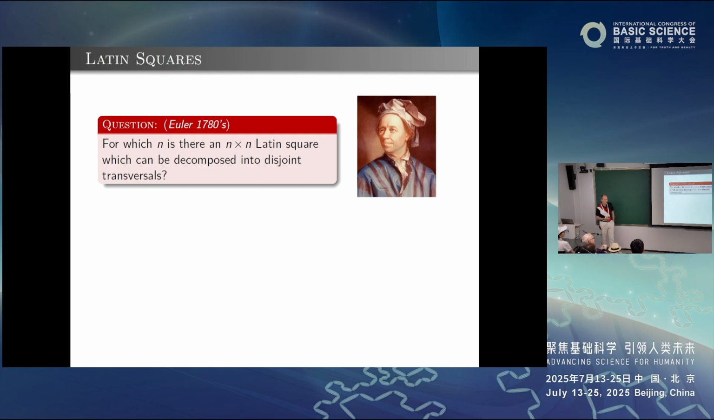Actually, the story is really cool. Why did Euler get interested in this problem? Back then he was in Russia, at the court of Empress Catherine the Great, and there was a puzzle floating at the court about 36 officers. I can tell you this puzzle in the break if you're interested, and it was very much related to the work Euler did. So actually the answer for this puzzle would be the existence of this very Latin square for n equals 6, right? 36 officers, okay?